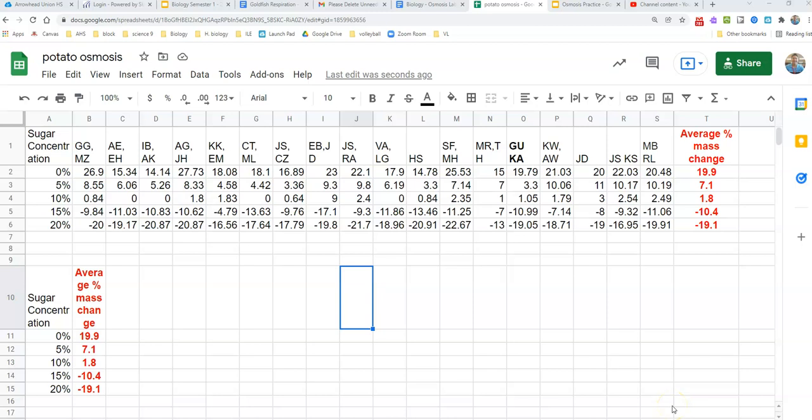Hey students, Mr. Macneck. I'd like to show you how to determine how much solute or carbohydrates are found in a potato after the results of the potato osmosis lab.